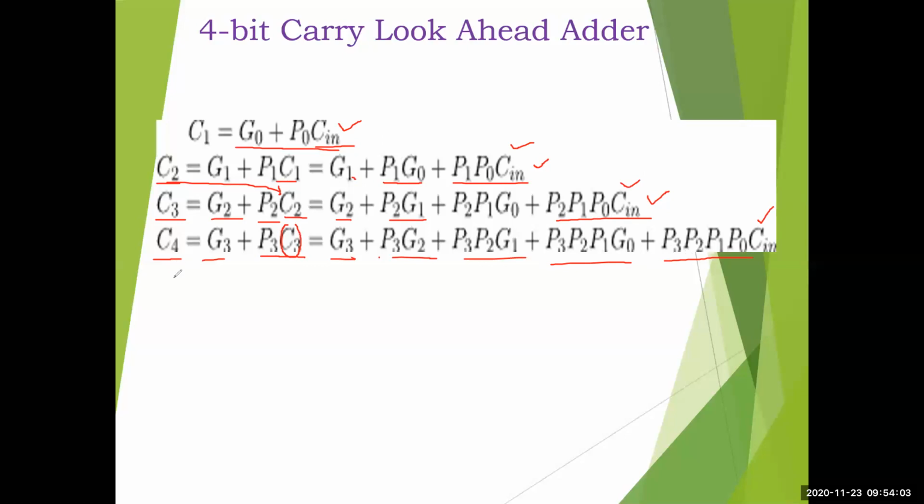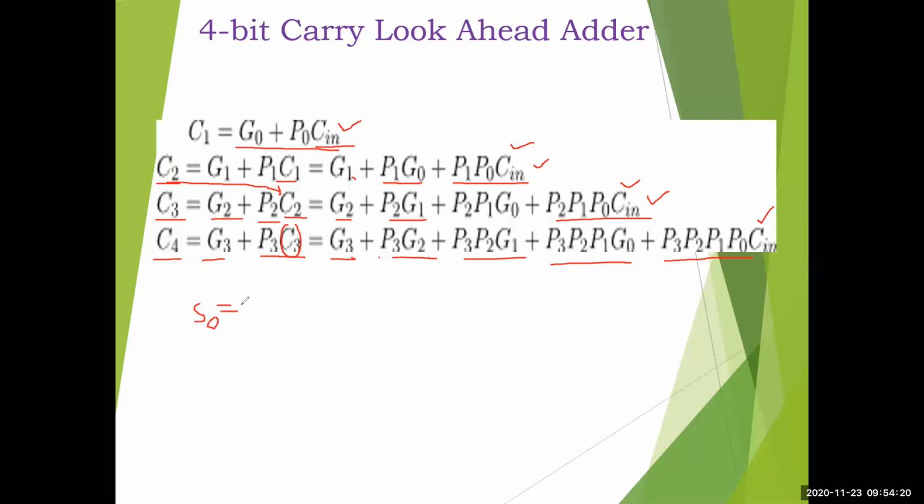If it is 8-bit, you have to extend it: C5, C6, C7, C8. For 16-bit, till C16. Understanding this? Once you understand how this is generated, you can now write the sum equation. That also I have not written. It is left to you.